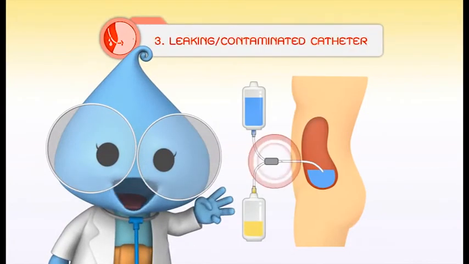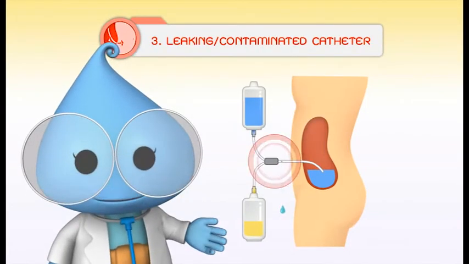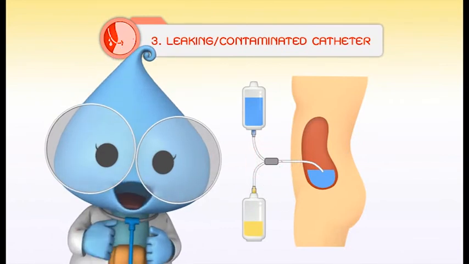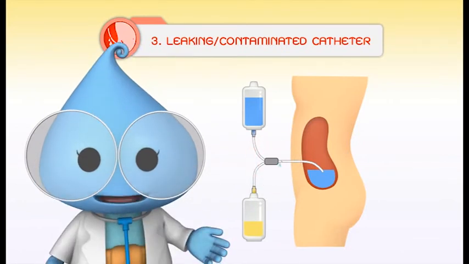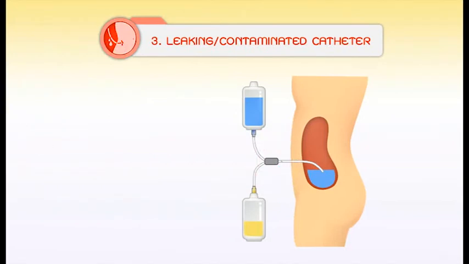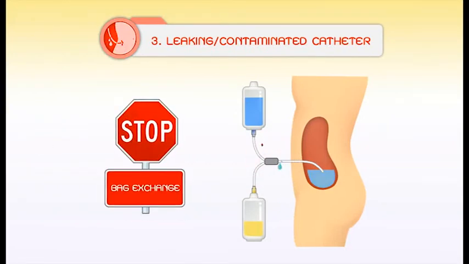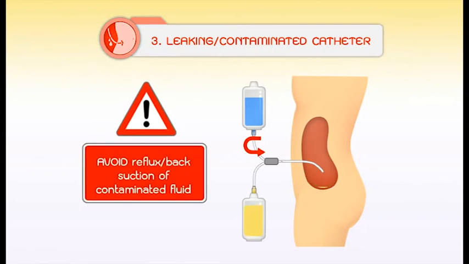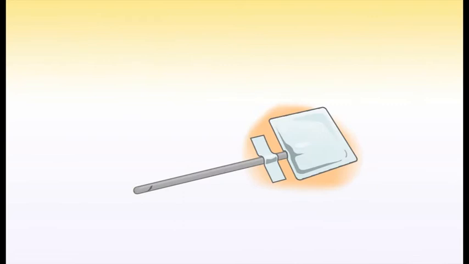3. In case the PD tube leaks, becomes disconnected or contaminated, you will have to follow these steps immediately. 1. Stop the PD. 2. Drain the PD fluid from the peritoneal cavity as much as possible. Beware of any reflux of the contaminated PD fluid into the peritoneal cavity. 3. Clamp the PD tube proximal to the leakage or contaminated point.